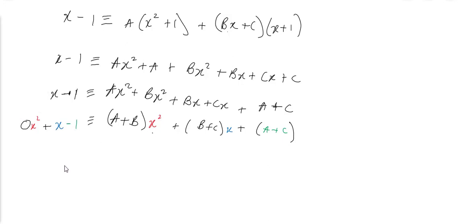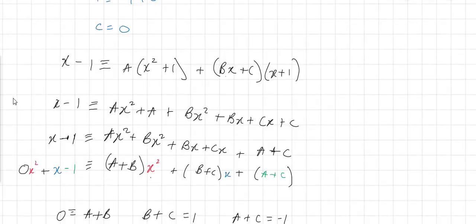Now you can do the comparison. We compare the x squares at the left to that of the x squares at the right. If you do that comparison, we are going to get 0 is equal to a plus b, and also we're going to get b plus c is equal to 1, that is the coefficient of x, and finally I can say a plus c is equal to negative 1. Now 0 is equal to a plus b.